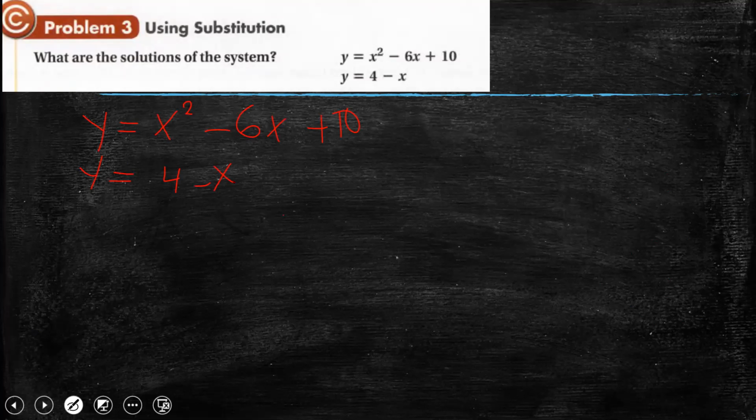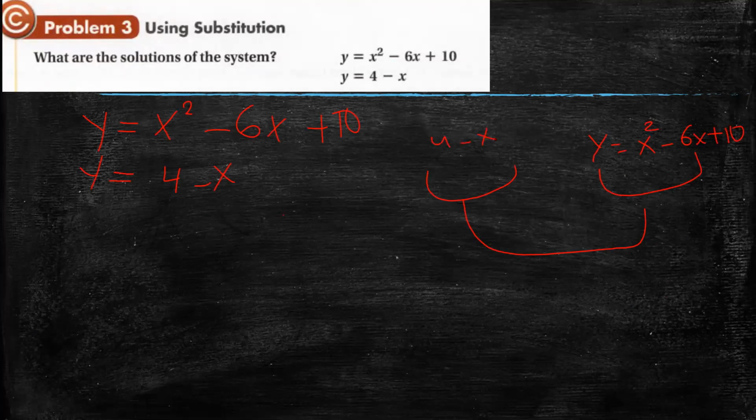Now, here I have two equations. The first y is x squared minus 6x plus 10, and the second y is 4 minus x. Since y equals x squared minus 6x plus 10 and y also equals 4 minus x, I will put this 4 minus x here instead of writing this y.